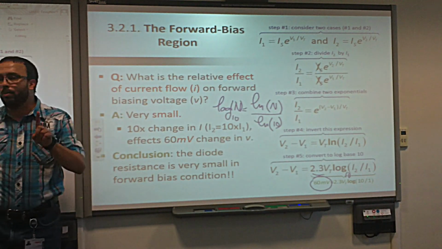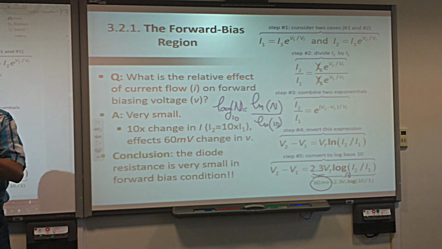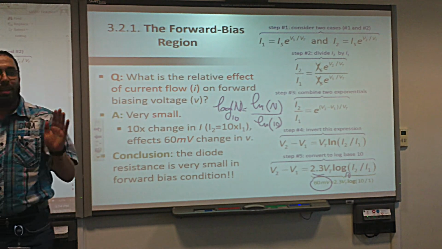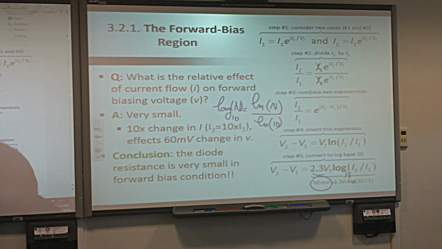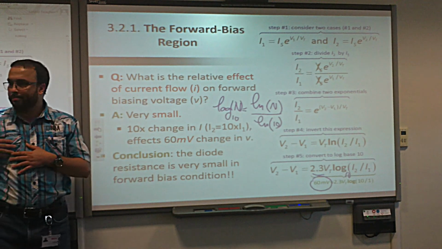Why? Because when the diode is on, the resistance of the diode is really, really small. That's why the ideal diode is a short circuit, because the resistance of the diode in the forward bias is almost zero. Do you understand? Because the current can be increased many times, like 10 times, and the voltage will not increase by much. Why? Because the resistance is very small. Got it? Very good.